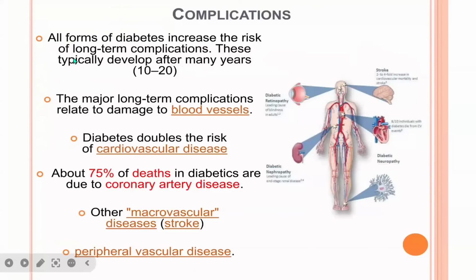So all forms of diabetes increase the risk of long-term complications that typically develop after many years. The major long-term complications relate to damaged blood vessels. Diabetes doubles the risk of cardiovascular disease, and about 75% of deaths in diabetics are due to coronary artery disease. There are also other macrovascular diseases, stroke, and peripheral vascular damage.